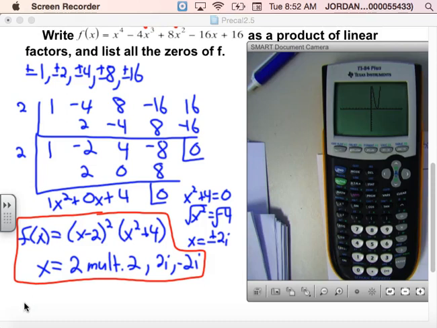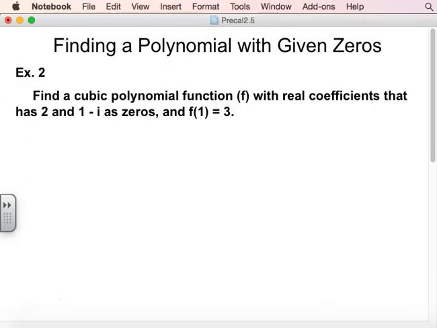Well, the directions will tell you. Usually, if they don't say to factor it completely, then writing it as factored as possible in real number form, like I have it right here, is what you want to do. All right, so let's look at example 2.